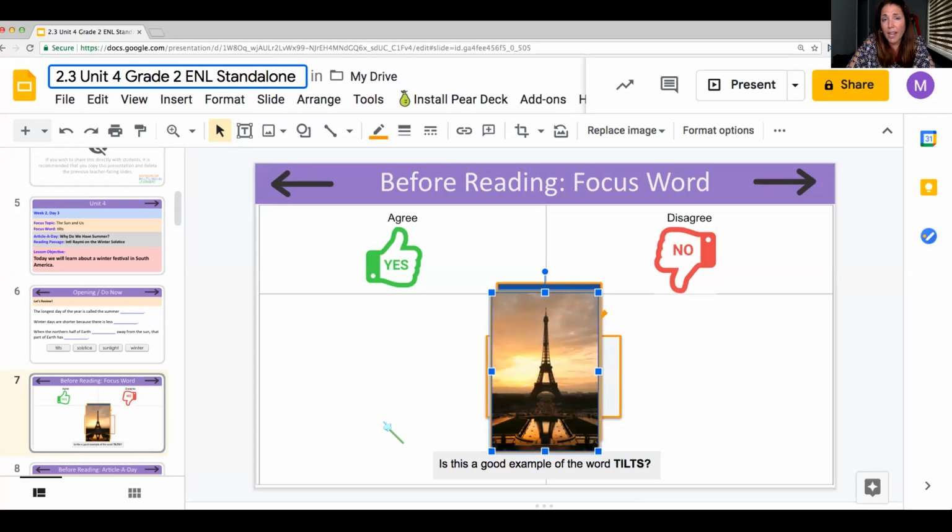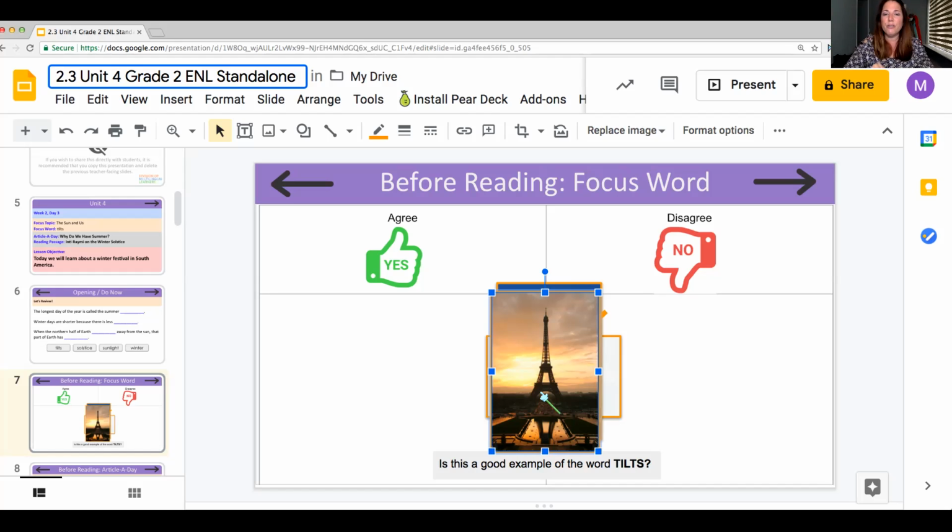Now, before we start reading our article a day, let's talk a little more about our focus word, tilts. As we think of our focus word, tilts, we want to look at each picture or photograph and think if it's a good example of the word tilts. If we agree, we give a thumbs up. And readers, if we don't think it's a good example and we disagree, we give a thumbs down. All right, readers, are you ready?